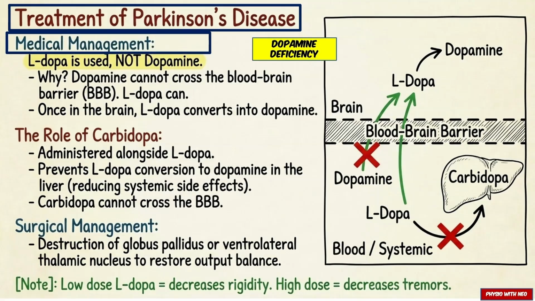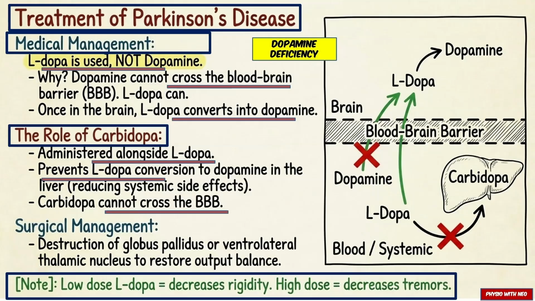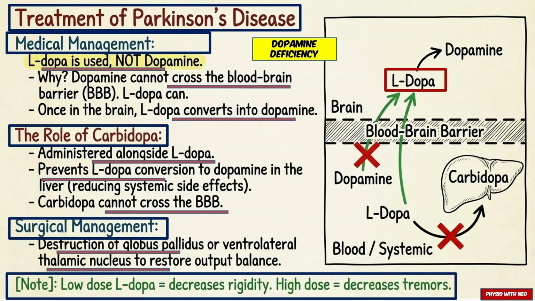There are several approaches. The most common is giving levodopa, which crosses the blood-brain barrier and is converted into dopamine inside the brain. Remember, low dose of L-dopa decreases rigidity, whereas high dose decreases tremor. Another option is the role of carbidopa. It is administered along with L-dopa. It prevents L-dopa conversion to dopamine in the liver, and it cannot cross the blood-brain barrier. And the third option is surgical management. There is a destruction of globus pallidus or ventrolateral thalamus nucleus to restore output balance. So remember, there are two drug options, L-dopa and carbidopa.